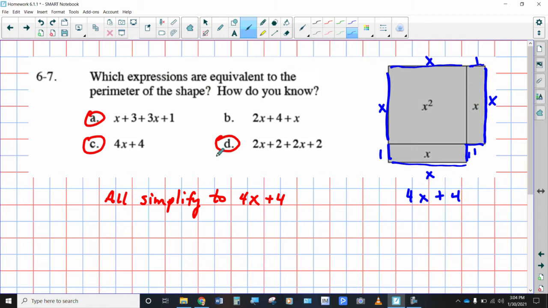So this would be the obvious choice, but you could have said x plus x plus x plus x, 1 plus 1 plus 1 plus 1. You could have done that, or you got 2 x's here plus 2 plus another 2 x's plus another 2. So A, C, and D are all different ways of showing this expression, but C is in fully simplified form.